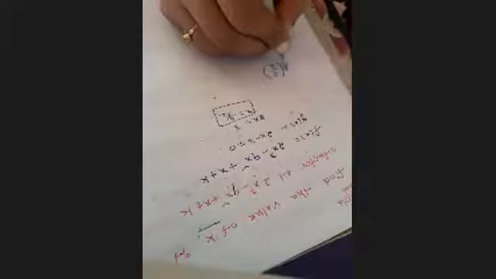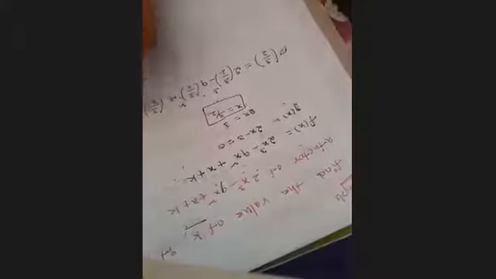Okay, 3 by 2 equals 2 into 3 by 2 whole cube minus 9 into 3 by 2 whole square plus 3 by 2 plus k. So the k value we want to find out here.